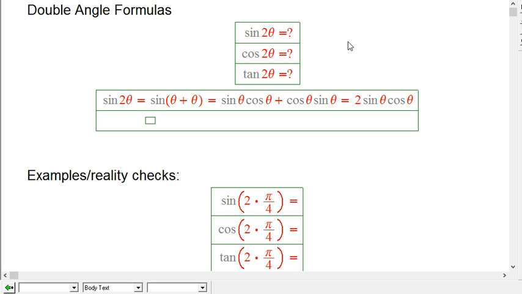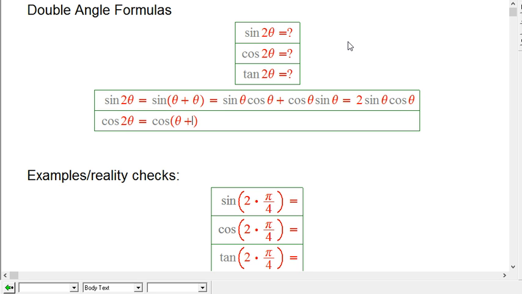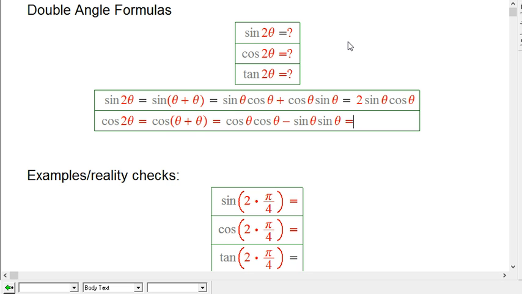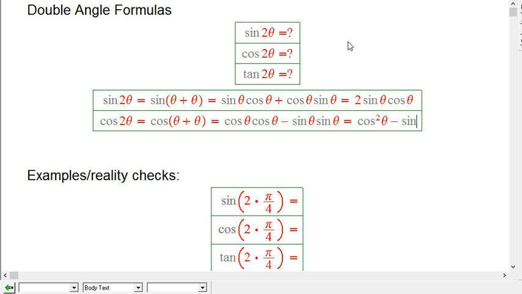We'll do a reality check on that in a minute, but I want to talk about the other formulas. Cosine 2 theta. Okay, that's just cosine of theta plus theta. Again, if you look at some explicit angles, you can see that that is really not 2 cosine theta, and we'll see the real answers in a minute for a particular pair of angles. But we know what it is. It's cosine theta cosine theta minus sine theta sine theta. And that doesn't simplify quite as nicely, but we can just tidy it up a little bit: cosine squared theta minus sine squared theta.